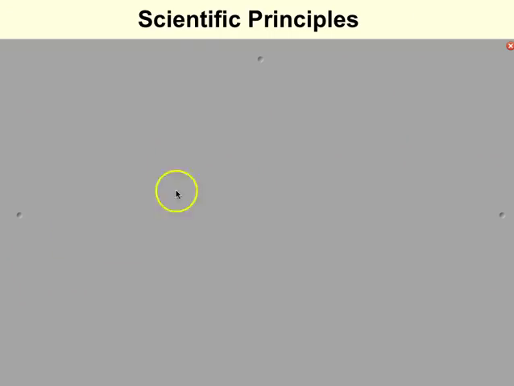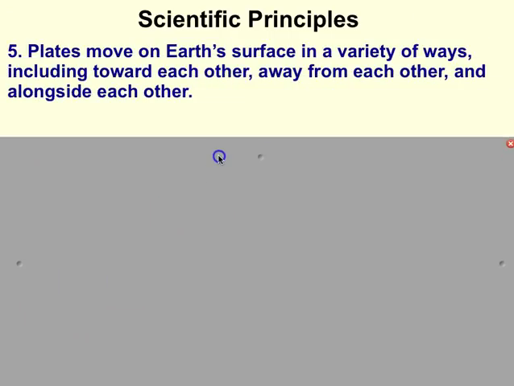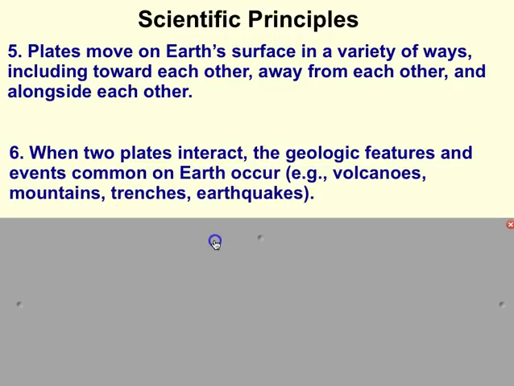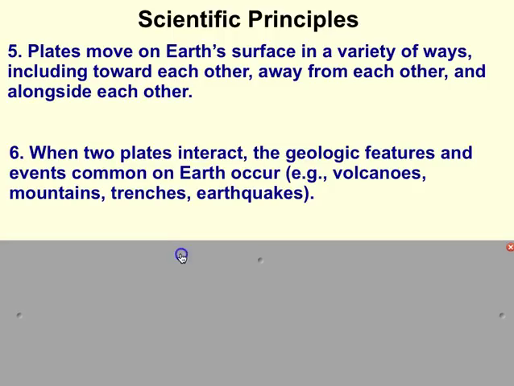So the very last thing we're going to do is we're going to add some scientific principles. Number 5, plates move on the Earth's surface in a variety of ways, including towards each other, away from each other, and alongside each other. When two plates interact, the geological features and events common on Earth occur. This is how we get volcanoes. This is how we get mountains. This is how we get trenches. This is how we get earthquakes. So a lot of these natural phenomena that we see are a result of the plates interacting with each other.